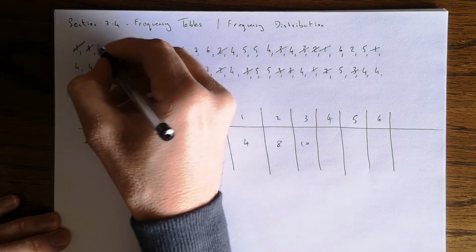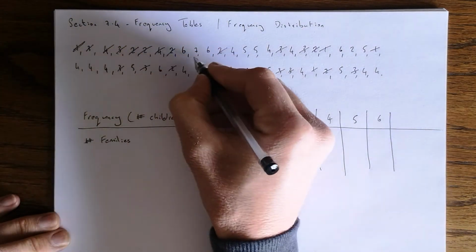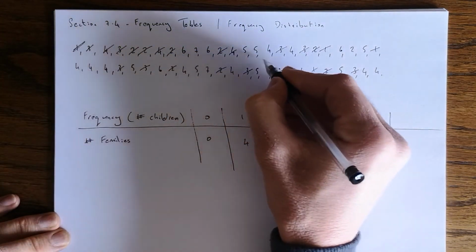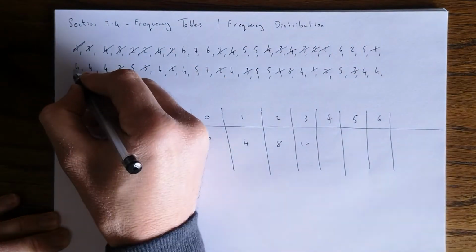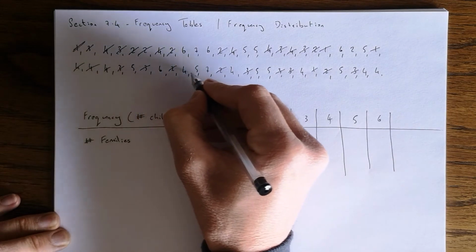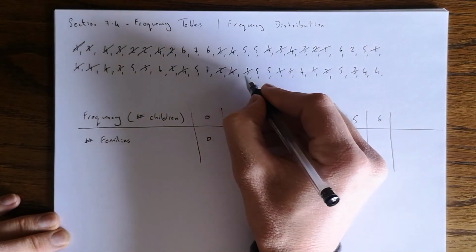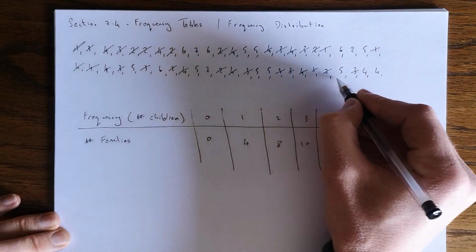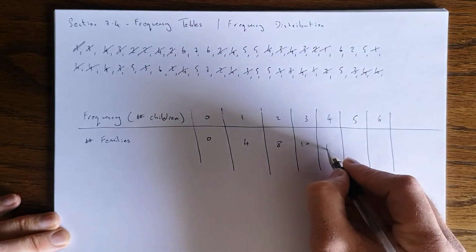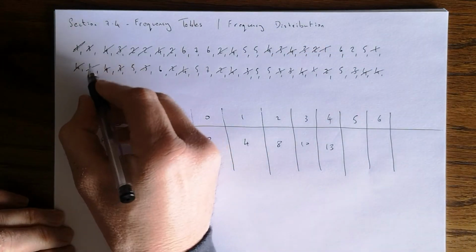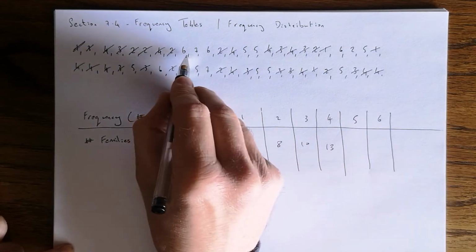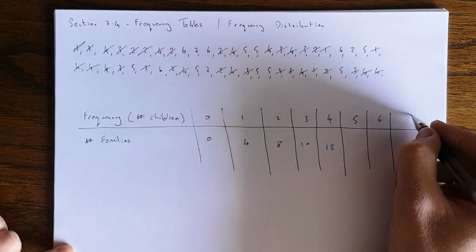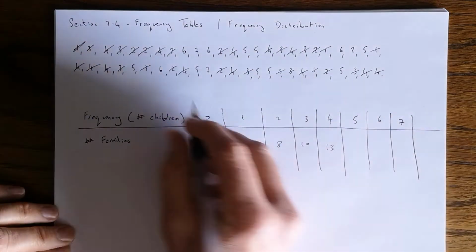Let's see how many had 4. So there's 1, 2, 3, 4, 5, 6, 7, 8, 9, 10, 11, 12, 13. 13 families had 4 children. How many had 5? It should be the only one left. Oh, there's actually one that has 6 and 7, so we may add another one in. So 7. So how many had 5 anyway?